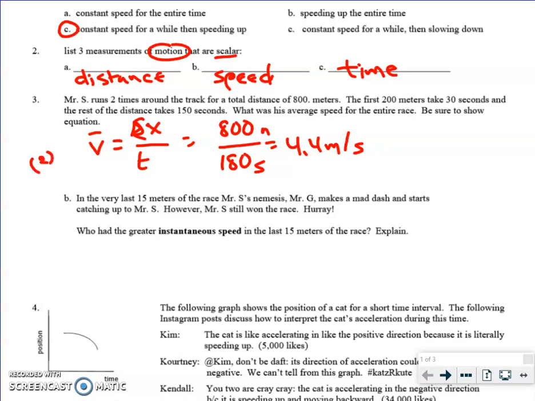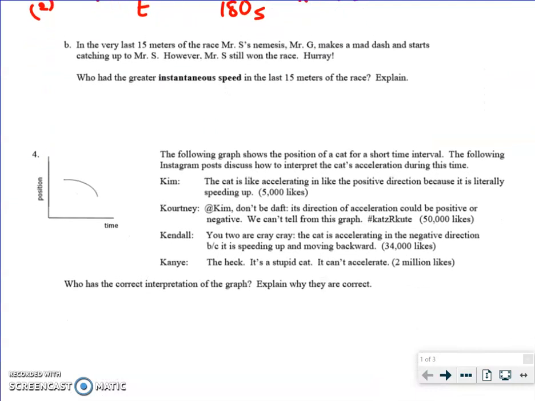Next problem, Mr. G trying to catch Mr. S. Mr. G is definitely going faster, so if you put that, you got automatically 1 point. The second point is your explanation. A lot of you had the wrong explanation. Many of you said Mr. G is going faster at the end because he's going faster at the end, which is circular reasoning. You had to basically explain how him catching up, or not caught up, but catching up, is indicating that he's going faster.